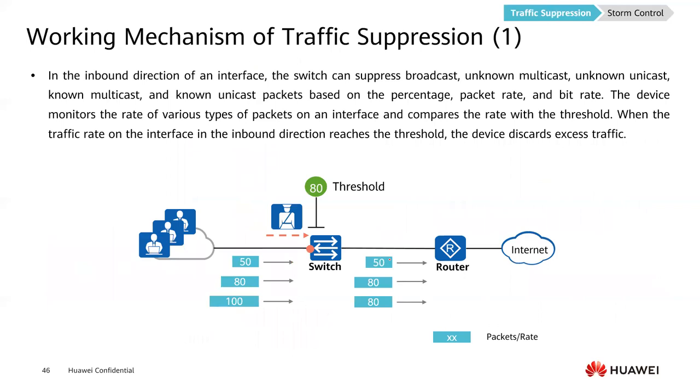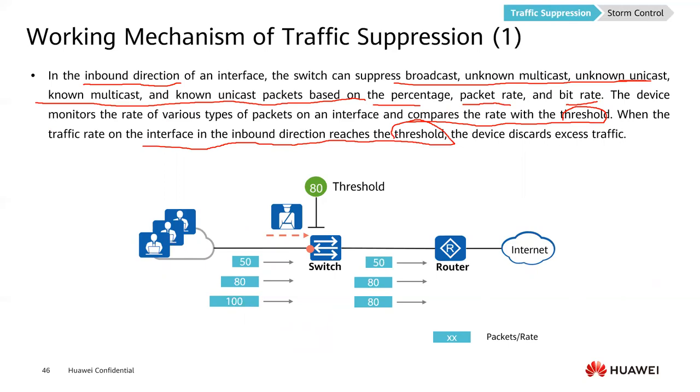So what is the working mechanism? First, all the suppression works in the inbound direction. The switch can supervise BUM traffic based on percentage, packet rate, or bit rate. The device monitors the rate of the various types of packets on the interface and compares the rate with your set values. When the traffic rate on the interface in the inbound direction reaches the value that you set, the device discards excess traffic. What does it mean? For example, you set the inbound percentage to 10%. If the BUM traffic inbound on this port already reaches or exceeds that, the exceeded packets will be dropped.